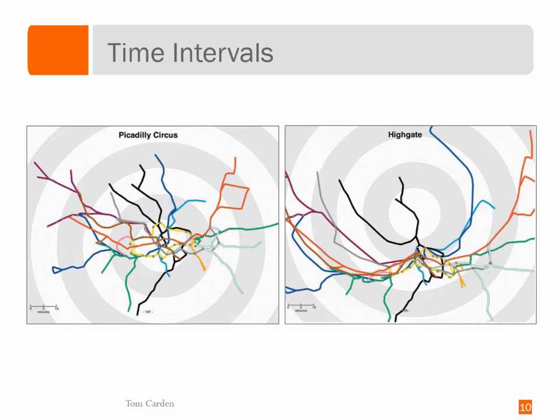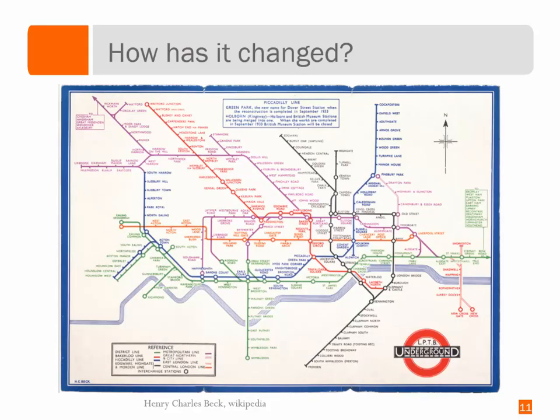So this is a good overview of how a time interval can be represented visually in a data visualization. Now, where does all this come from? Originally, this data visualization was created by Henry Charles Beck. It's a very famous data visualization map, and it's considered one of the best maps created of all time.